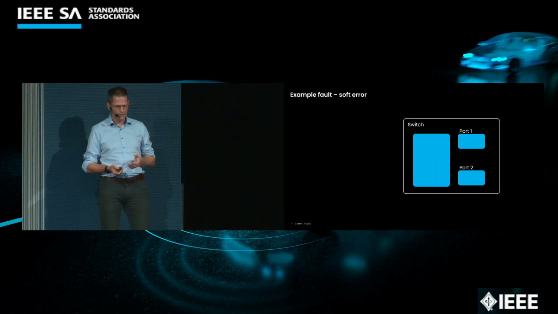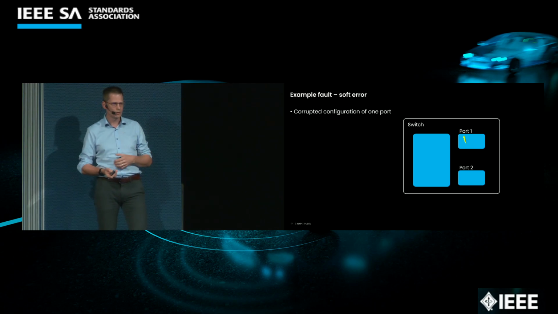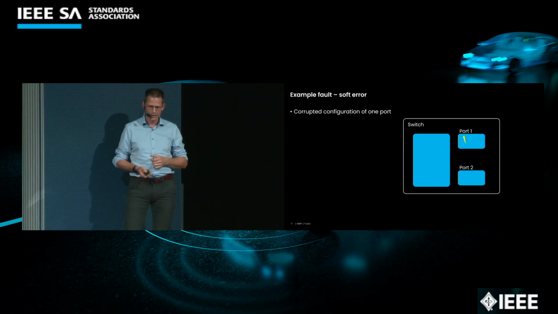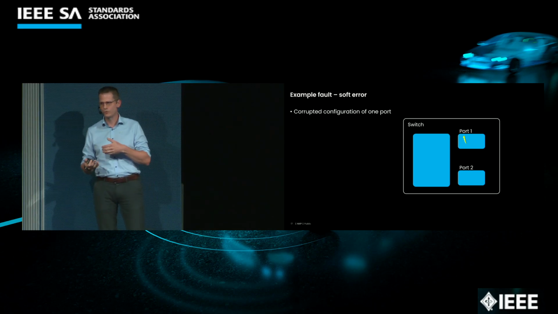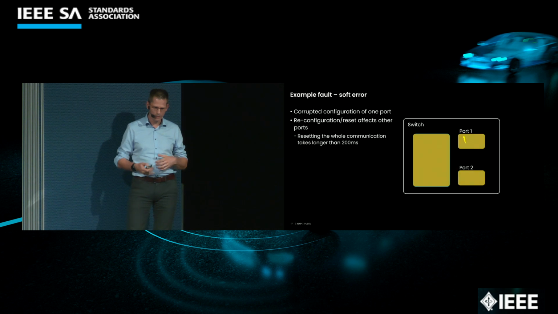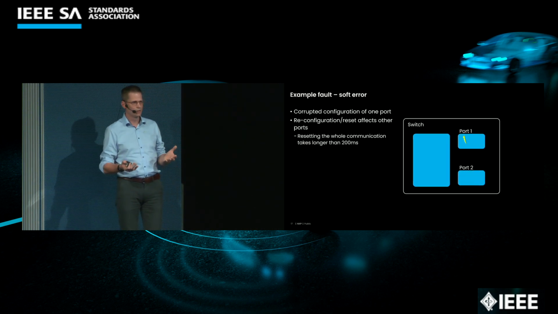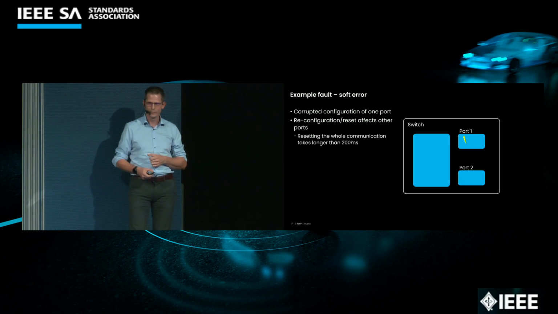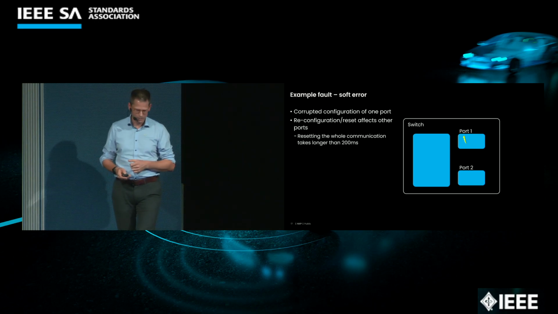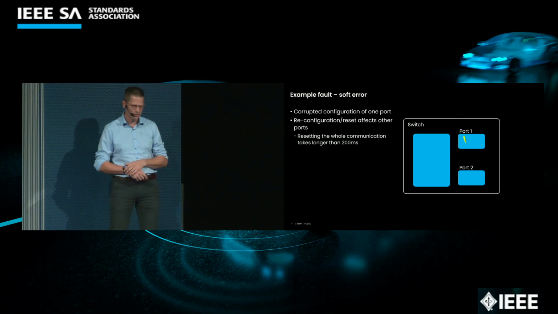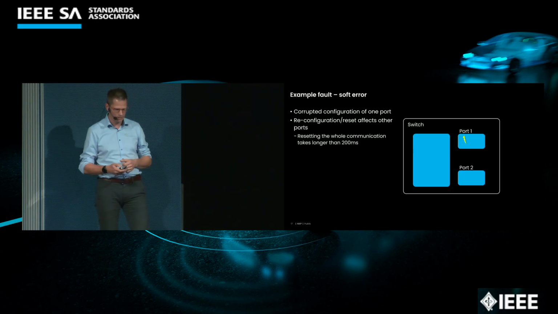And the third example is if you have a soft error somewhere in the network, let's assume in one port, and you want to solve it. I said soft errors should be corrected, so you might need to reconfigure or reset it. If you reset it, and you probably need to reset the whole thing, then you also lose your switch and your second port. And typically, resetting the communication takes longer than 200 milliseconds. If you completely need to restart, you saw earlier the MACsec resynchronization, so you need to reestablish your MACsec keys, etc. And why this is important, I will come to on the next slide.